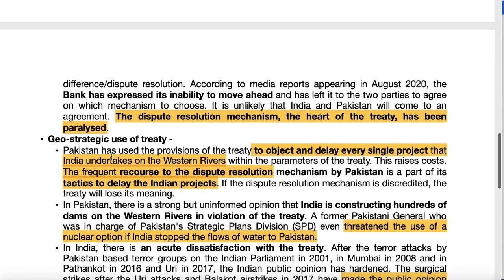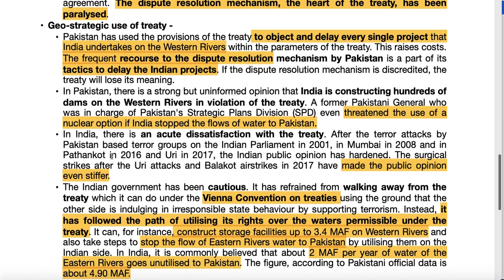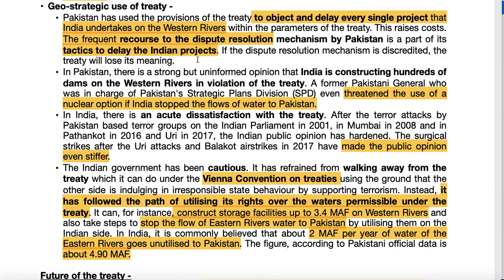Now, the third challenge is geostrategic use of this treaty. So, Pakistan considers that this treaty gives it leverage to use the provisions against India for geostrategic purposes. So, Pakistan tries to make a dispute out of nothing when India is trying to utilize any water from any project, when India is trying to build any small project for consumption purposes on the western rivers. So any initiative by India, even within its right, is objected by Pakistan, so that it delays the project, and India gets entangled in the web of disputes with Pakistan.